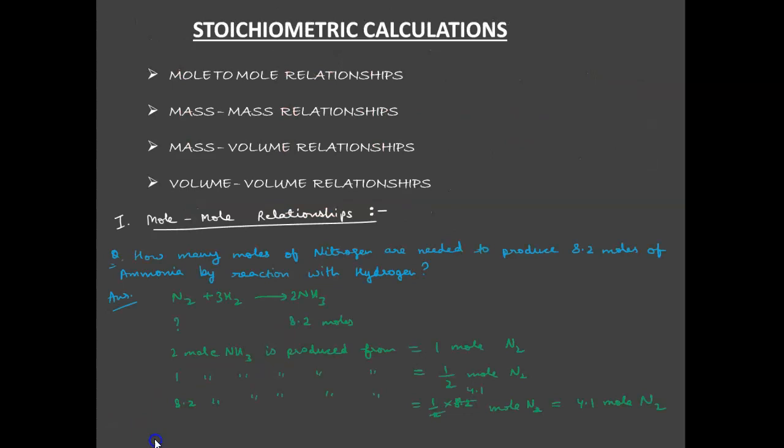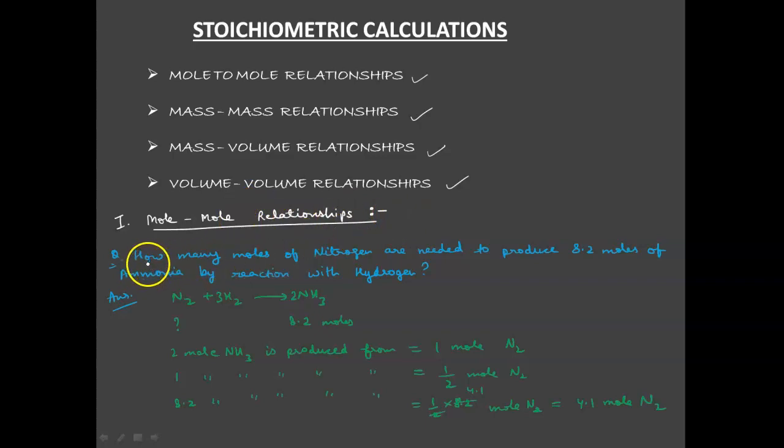So these are all about empirical formula. Now comes stoichiometric calculations. In stoichiometric calculations, we have four types of relationships: mole to mole relationships, mass to mass relationships, mass to volume relationships, and volume to volume relationships. We will do the stoichiometric calculations one by one based on these relationships. First is mole to mole relationships. In this we have to deal with mole and mole only.